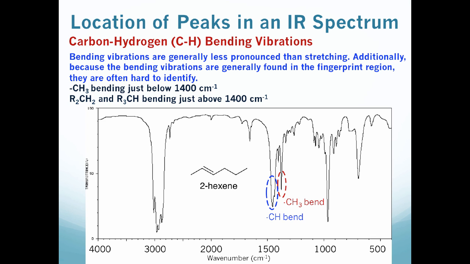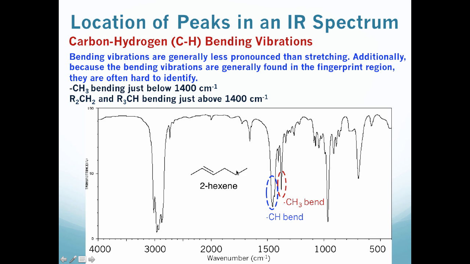One last thing that we're going to look at is the carbon-hydrogen bending vibrations. All of the other frequencies that we've looked at so far have been stretches, but there's actually a couple carbon-hydrogen bending vibrations that are pretty diagnostic and helpful in IR spectroscopy. In general, they're less pronounced than stretching, and because they're found in or around the fingerprint region, they can be hard to identify, but there's a couple that we can pick out here. And for this example, we'll look at 2-hexene.